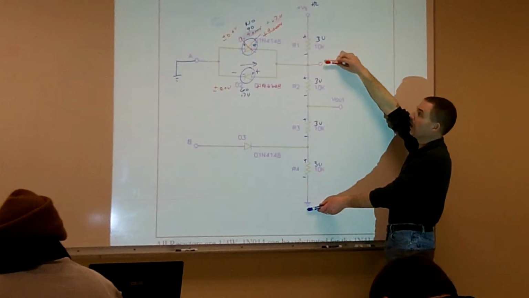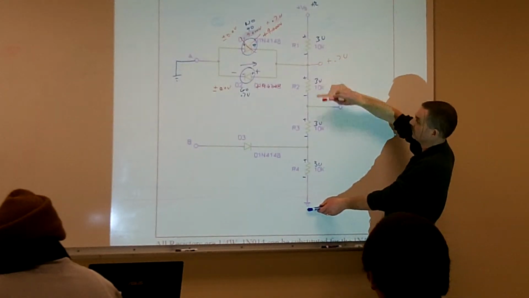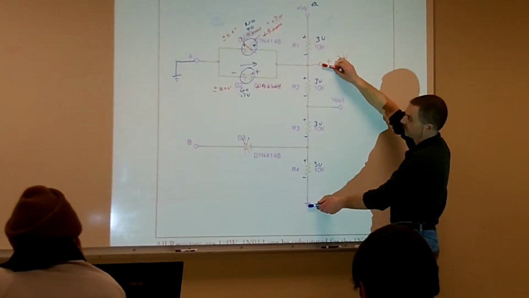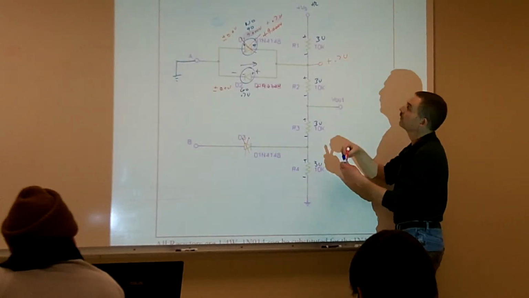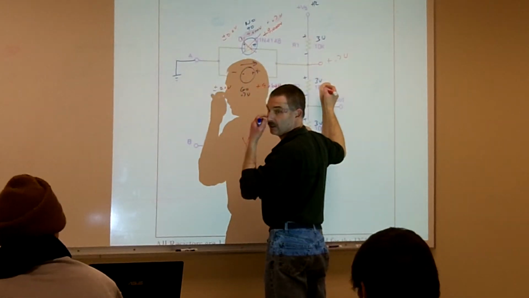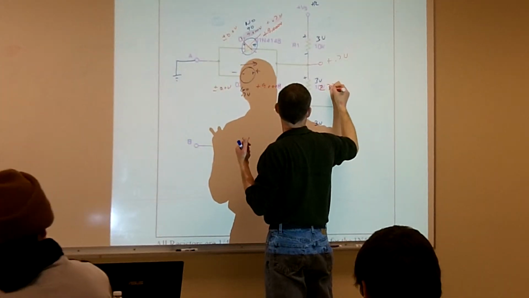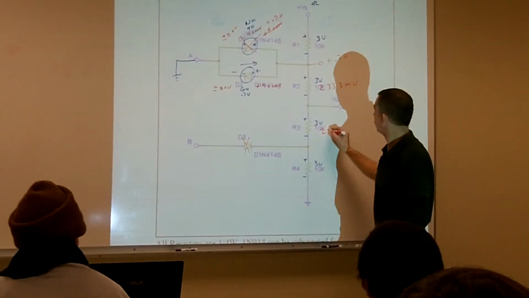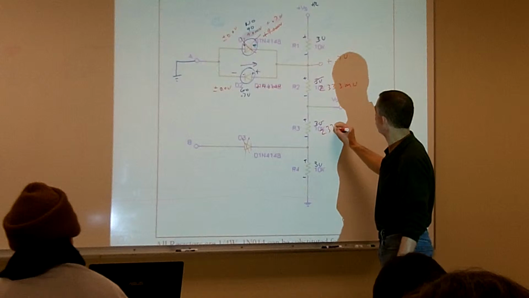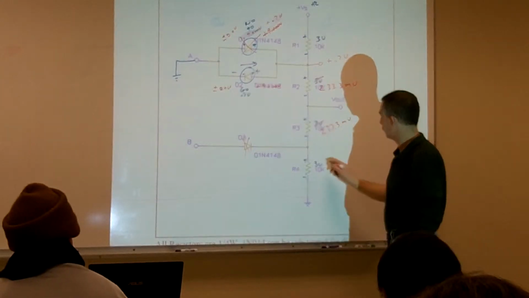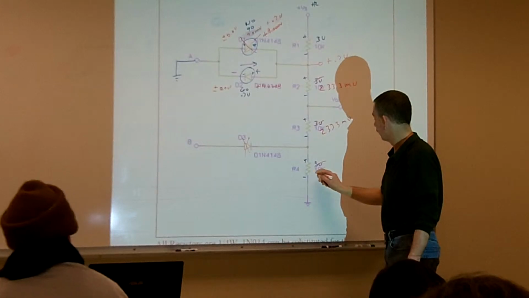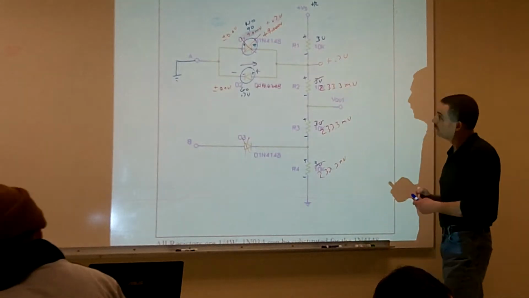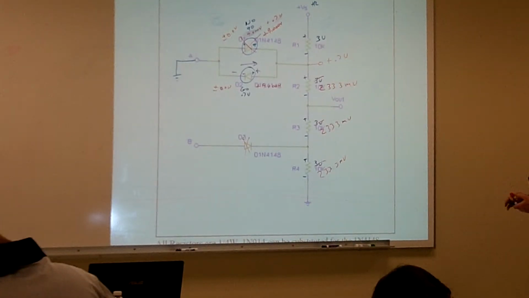it must equal 0.7 volts, right? Since these are all equal resistors, and this isn't part of the circuit, how much voltage is dropping across each one of those resistors? 233.3 millivolts. So each one of these is going to drop 233.3 millivolts.